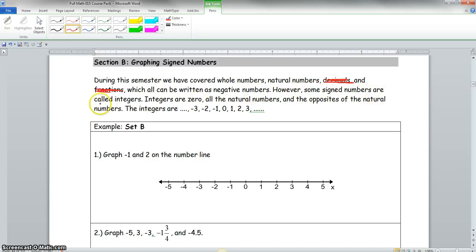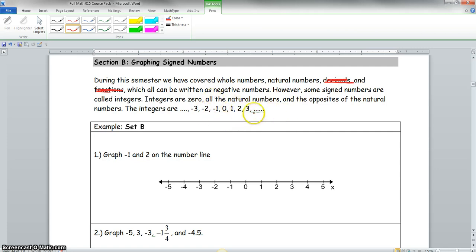However, some sign numbers are called integers, which we discussed earlier. Integers are 0, all the natural numbers, and the opposites of the natural numbers. The integers are, we have these dots, which means they go on forever, and then we have a few numbers listed here like -3, -2, -1, 0, 1, 2, 3, and so on.